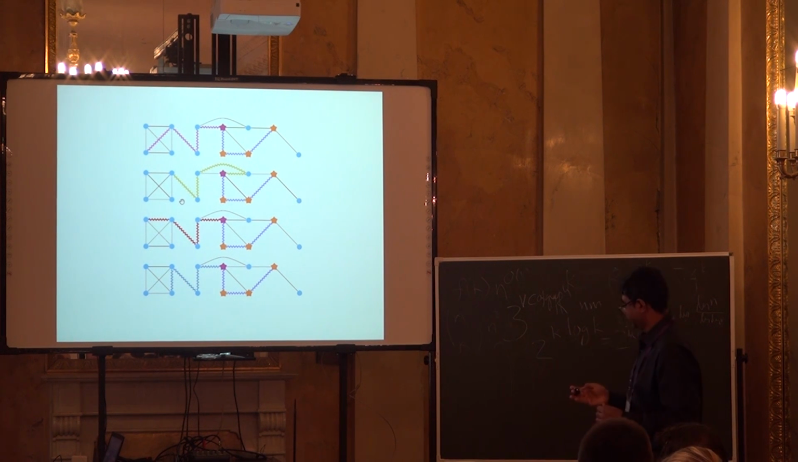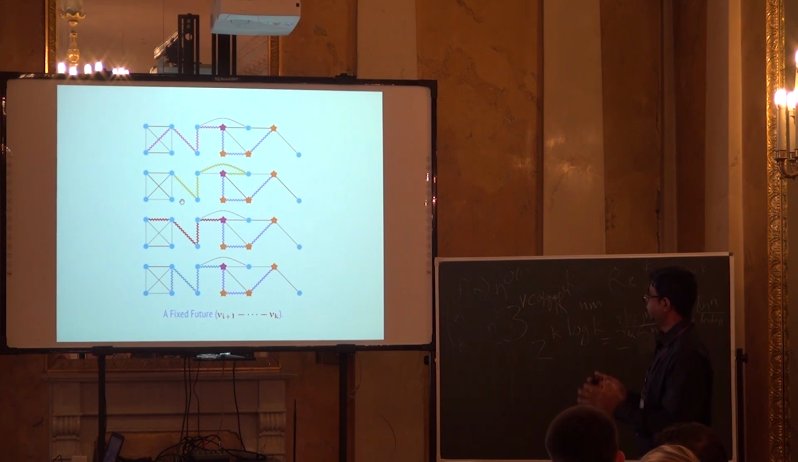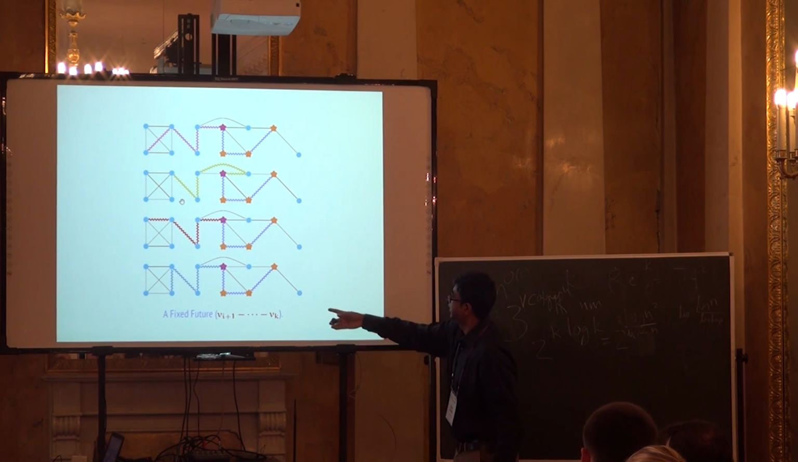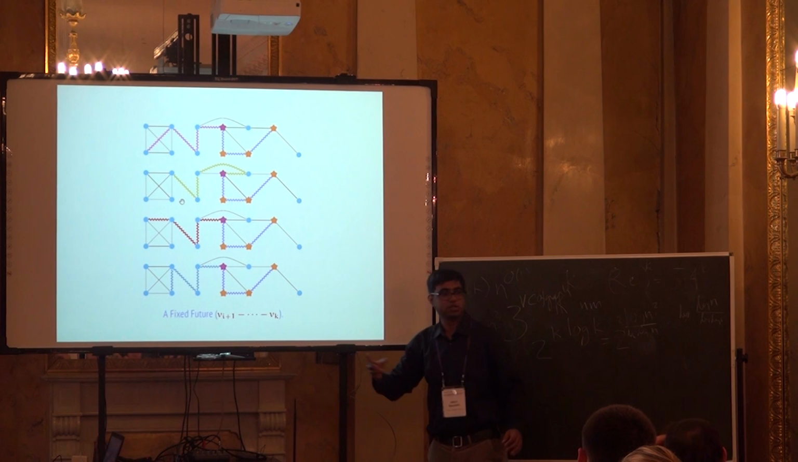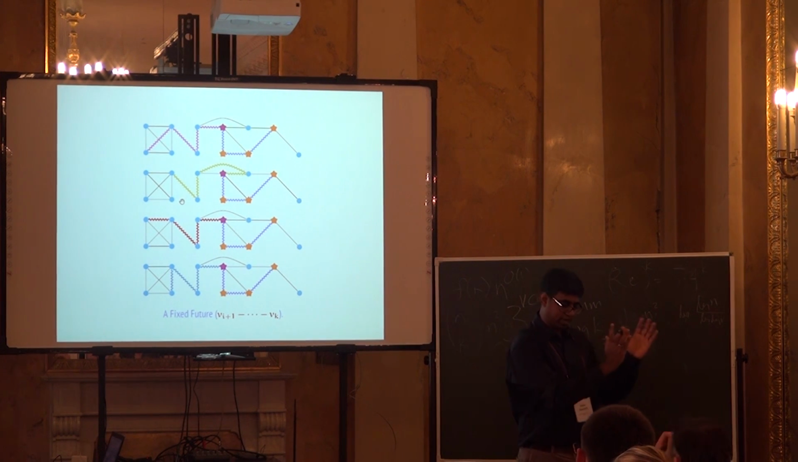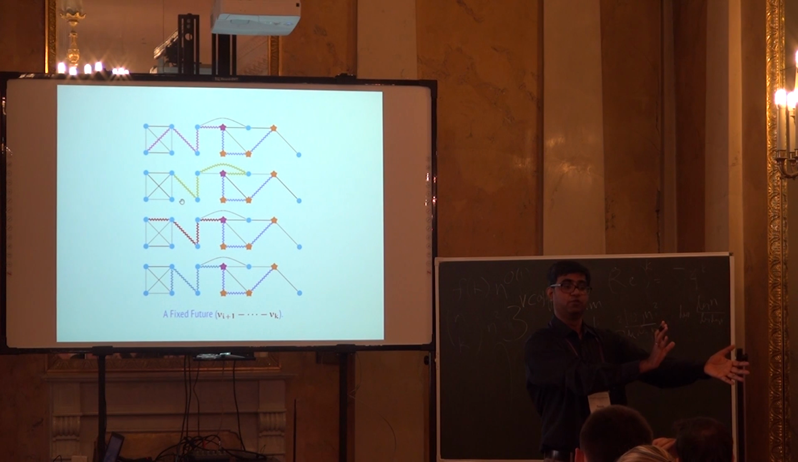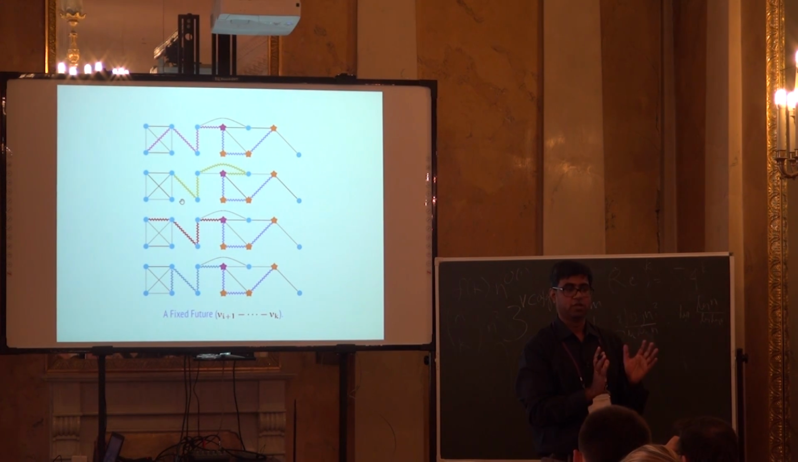But this is like a fixed future. What is a fixed future? Some v_{i+1} to v_k. This is my fixed future, and I'm saying that of all the things which I'm currently storing, maybe I can throw away some of them and still have the following property: whatever future you give me, I have something stored such that I will be able to get a path. That's what I would like to do.